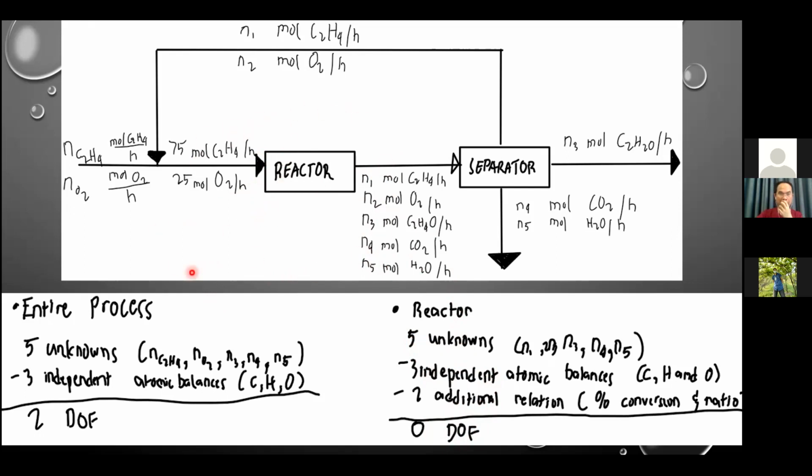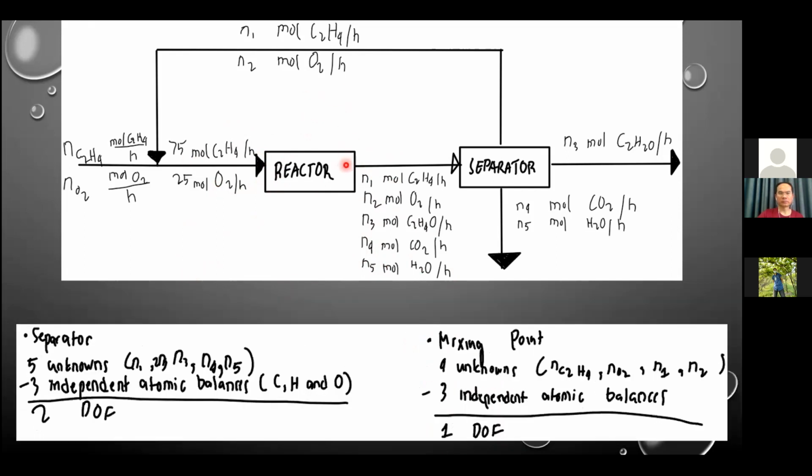We can get the unknown variables through this system, and then continue with the degree of freedom analysis in the separator. So there are five unknowns here, N1, N2, N3, N4, N5, and there are N3, N4, N5 here, and here also. Yeah, I forgot.